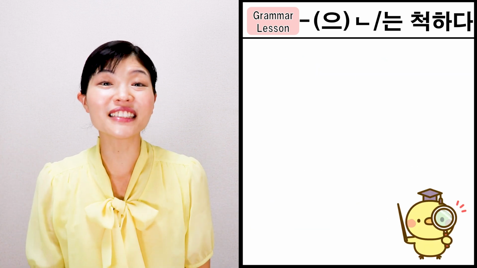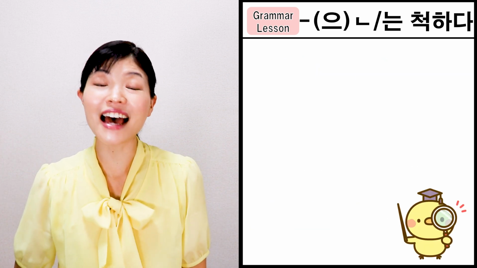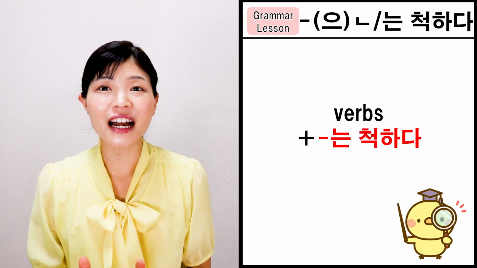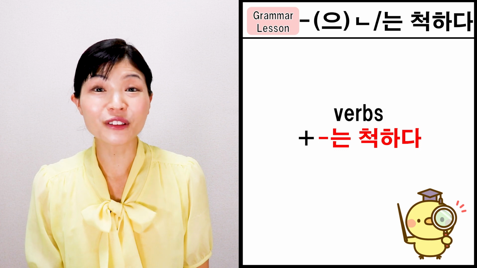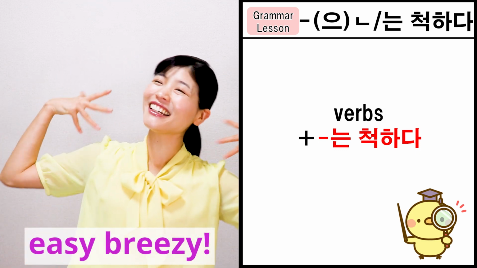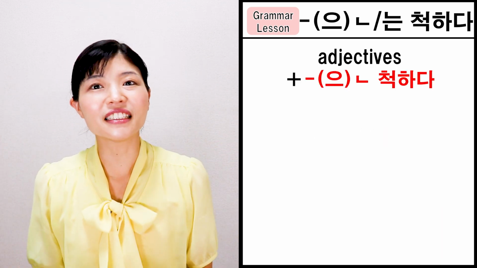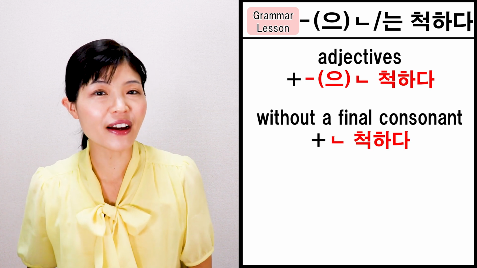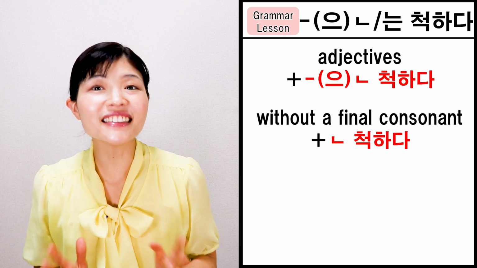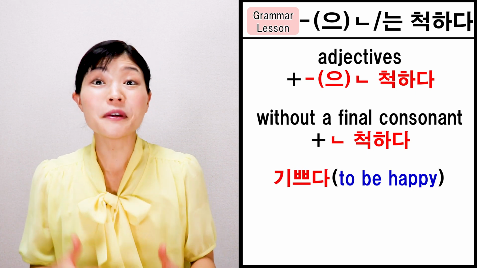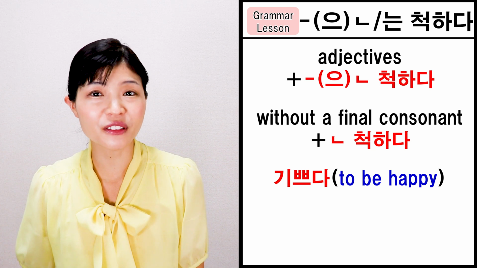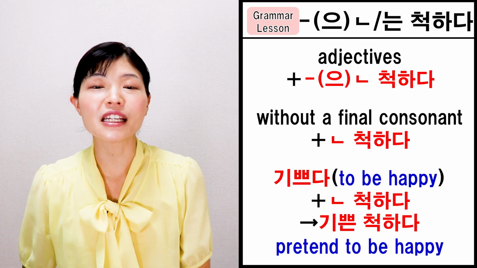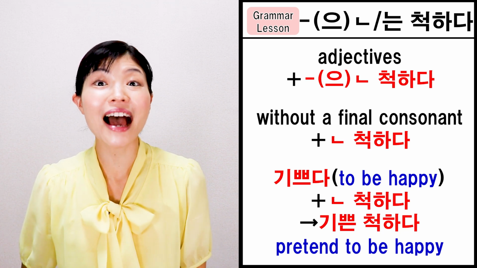Then let's look at the usages for verbs, adjectives, and nouns. First, for verbs, you always attach 는 척하다 regardless of a final consonant. Ooh, easy breezy! Second, for adjectives, you attach 은 척하다. If a stem does not have a final consonant, you add ㄴ 척하다. For example, to be happy does not have a final consonant, right? So you add ㄴ 척하다 to make 기쁜 척하다, pretend to be happy.